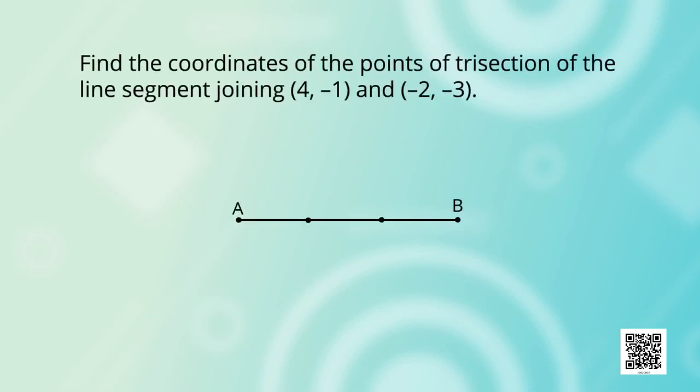Children, I am going to give you a question for homework. Find the coordinates of the points of trisection of the line segment joining (4, -1) and (-2, -3). Children, when we say trisection, it means the line segment is being divided into 3 parts. So I am going to give you a hint. The first point, say you can take it as P, it will divide AB in the ratio of 1:2. And the second point Q, it is dividing AB in the ratio of 2:1. So one by one you will apply the section formula and find the coordinates of P and Q.